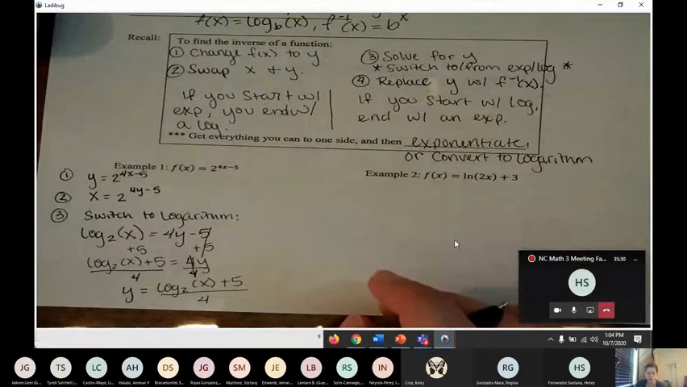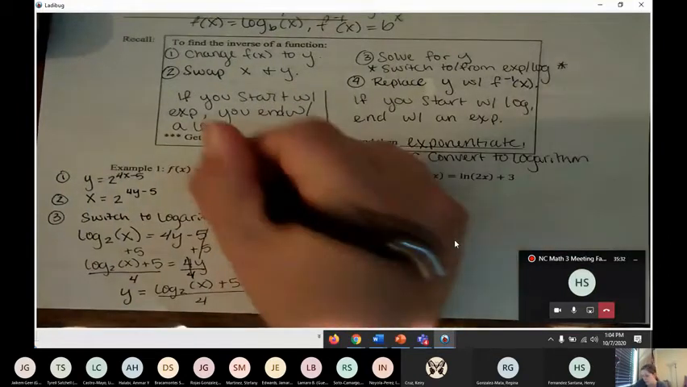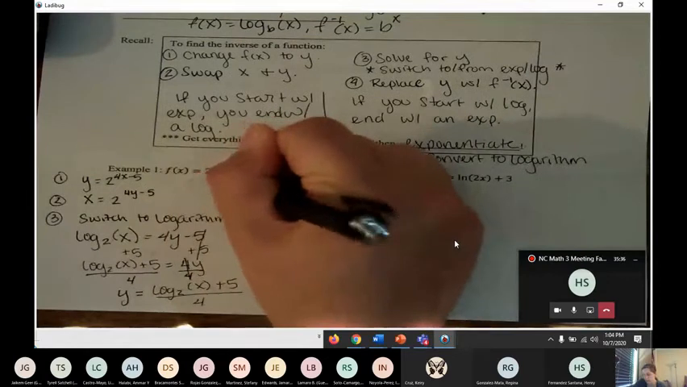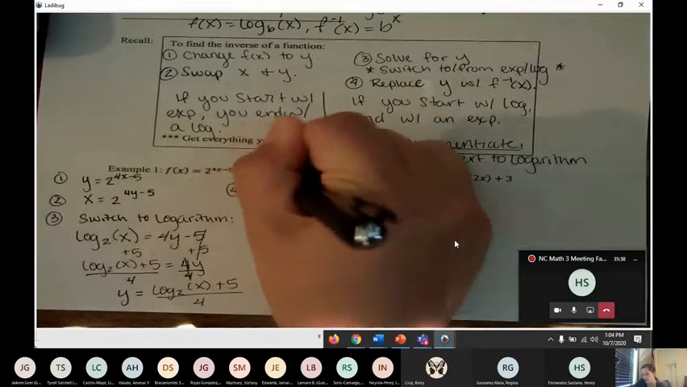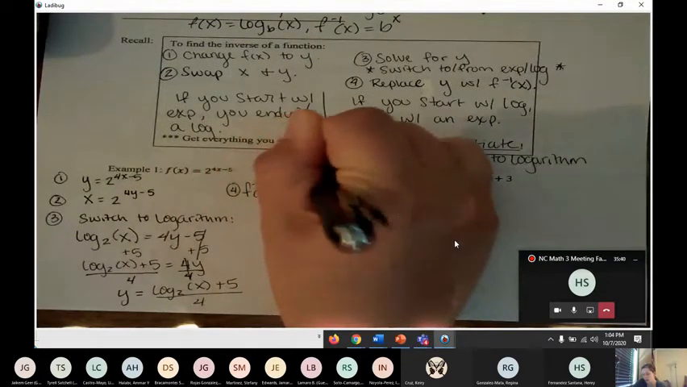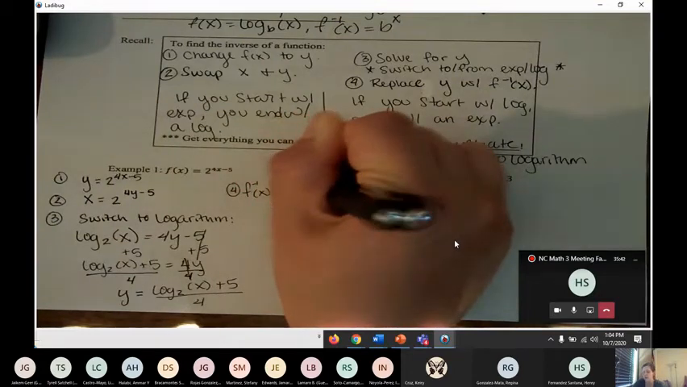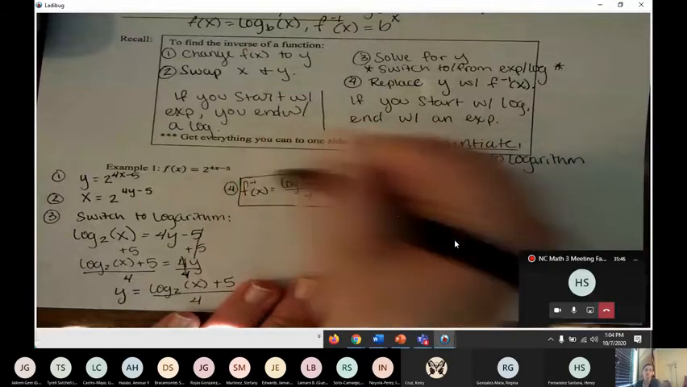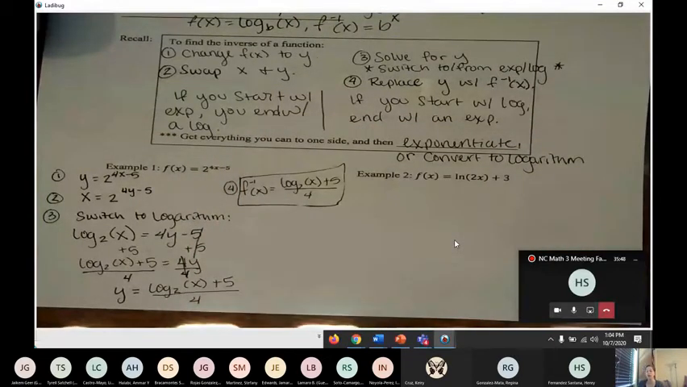Step 4 is just to rewrite it with the inverse. I'm going to do it right here. So step 4, and the f inverse of x equals log base 2 of x plus 5 over 4. And that is our final answer. Okay, what questions do you guys have?